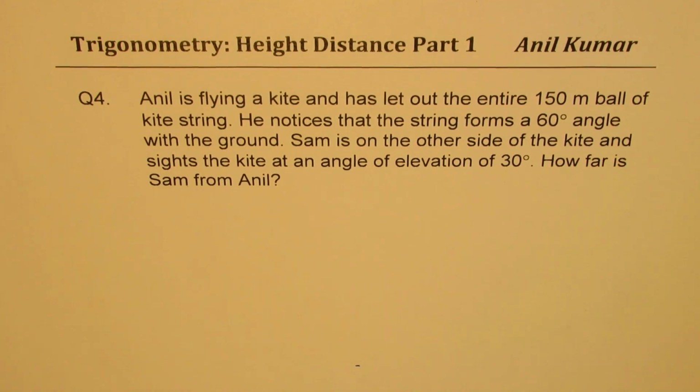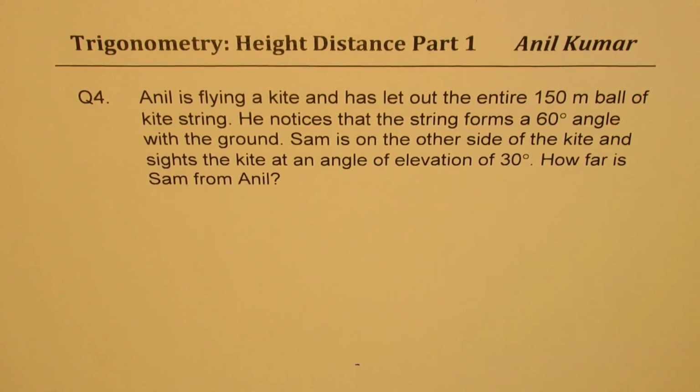Here is the last question, question number 4. Anil is flying a kite and has let out the entire 150 meter ball of kite string. He notices that this string forms a 60-degree angle with the ground. Sam is on the other side of the kite and sights the kite at an angle of elevation of 30 degrees. How far is Sam from Anil?